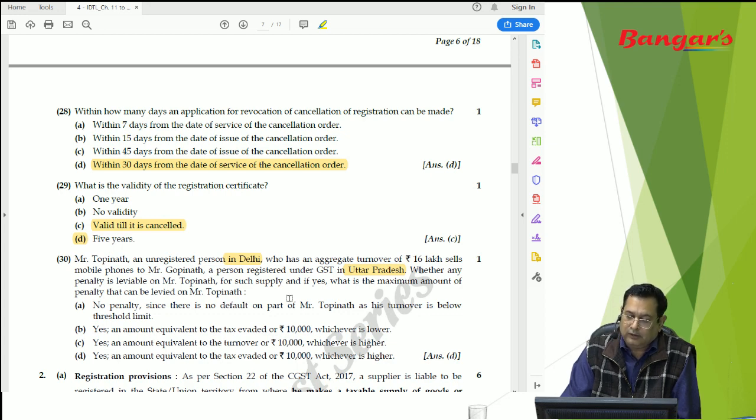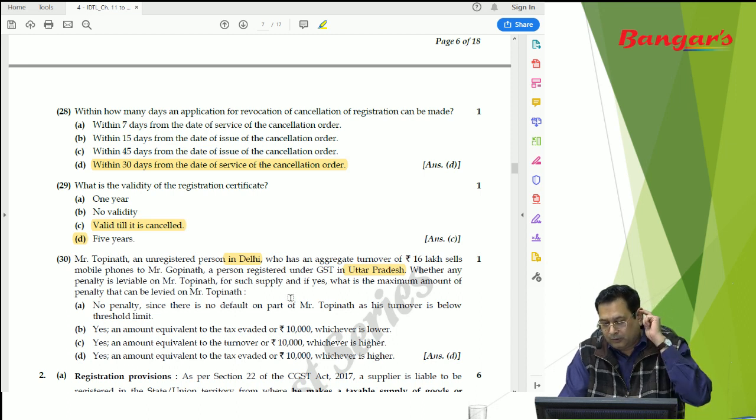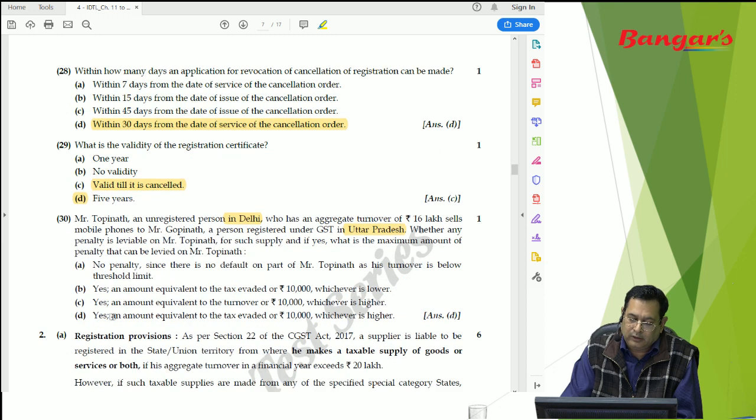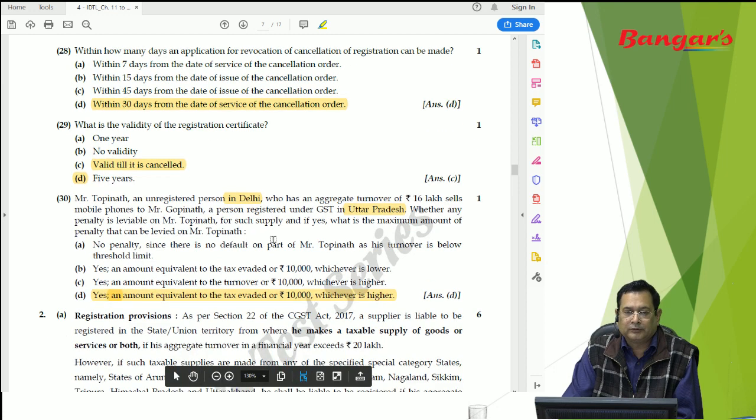Here, since he is making interstate supplies, he is compulsorily required to get himself registered and will be liable to pay tax. But since he has not been paying the tax and is unregistered, in that particular circumstance he will be liable to a penalty on account of failure to obtain registration, which will be equal to 100% of the tax so evaded, or 10,000, whichever is higher.